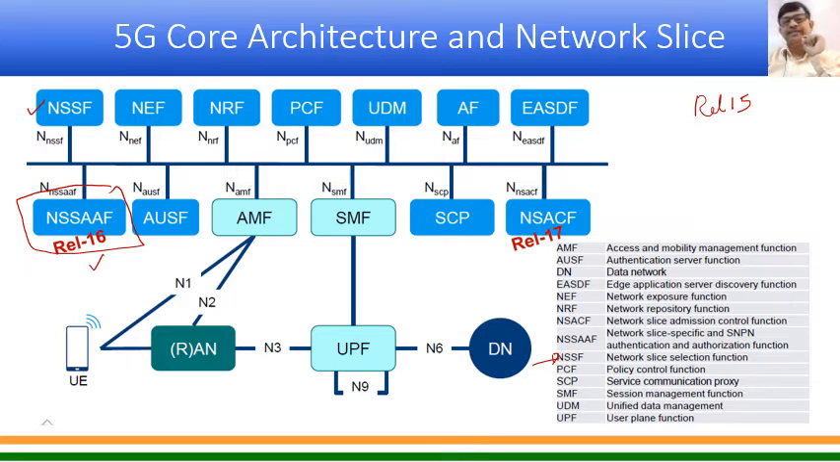Further, in release 17, one more network function was added which is called NSACF. This is the network slice admission control function. So we have the NSSF, the network slice selection function. Then we have NSSAAF, here, the network slice specific authorization and authentication function. Then we have NSACF, which is the network slice admission control function.